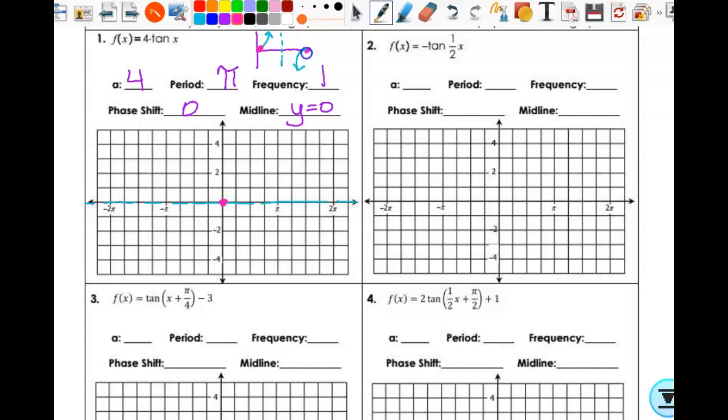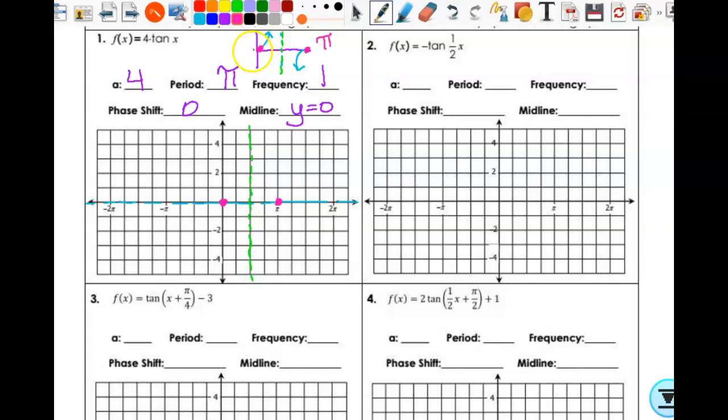The end of the period is at pi. That's also a midline 0, so I'm right here. So we did the beginning, we did the end. Now we do the middle. Middle is an asymptote. So halfway between these two, there's my asymptote.